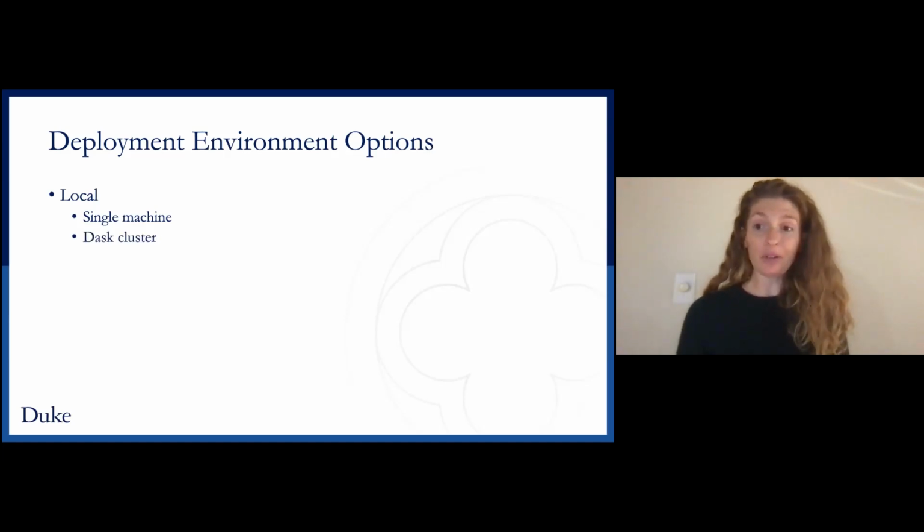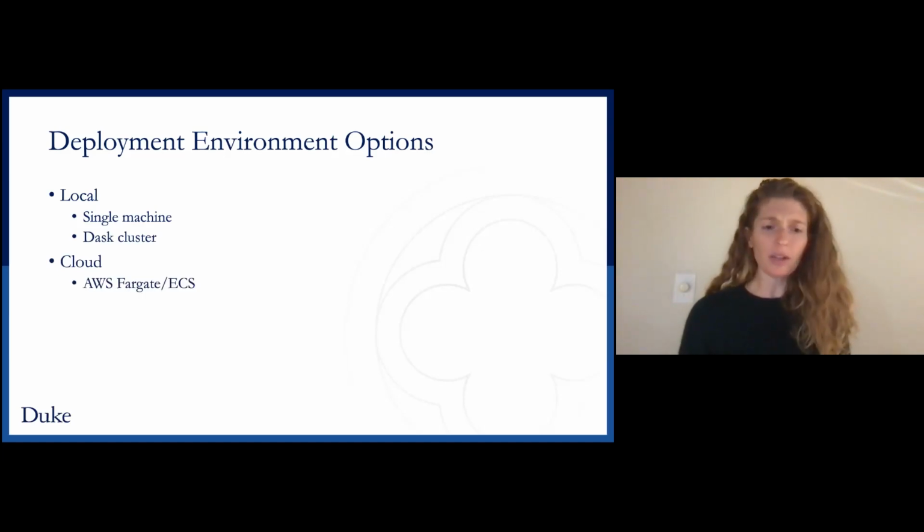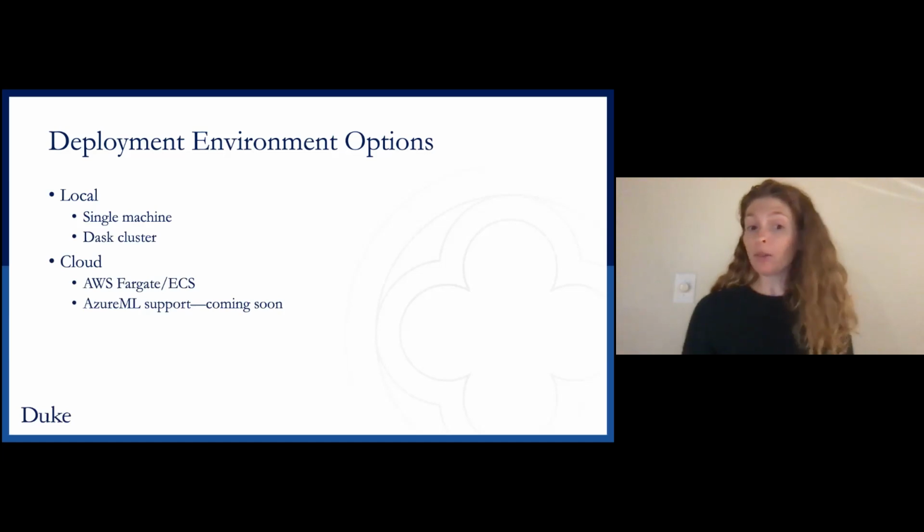If you happen to have yourself a nice Dask cluster hanging around, you can install it there. If you'd like to install it on your cloud resources, there are some good options available. There is built-in functionality for deploying in AWS Fargate. Obviously, you can just deploy on an ECS instance if you'd like, more like the local single machine deploy. Azure ML support is coming soon, and I'm pretty excited about that, as again, we are an Azure shop, and this might, at some point in the future, be an interesting way for us to deploy.